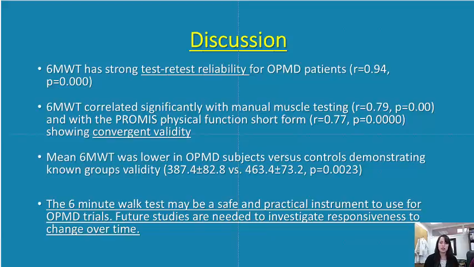Therefore, we can say that the 6-minute walk test may be a safe and practical instrument to use for OPMD trials, as it has shown validity and reliability. However, future tests are needed to investigate responsiveness to change over time, as this was only a cross-sectional study.